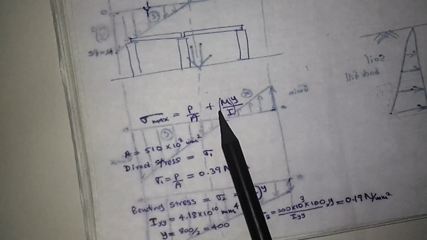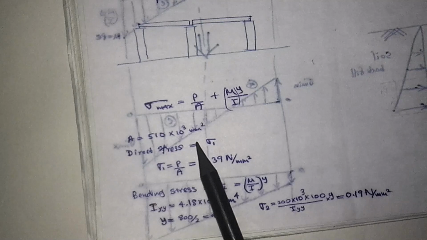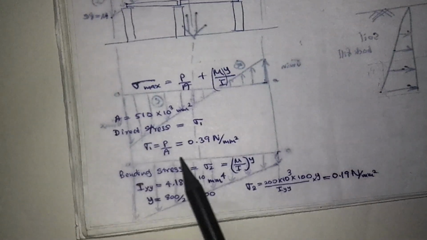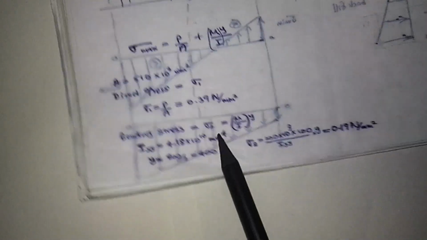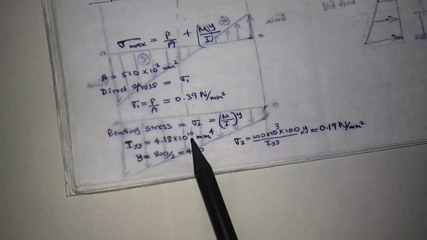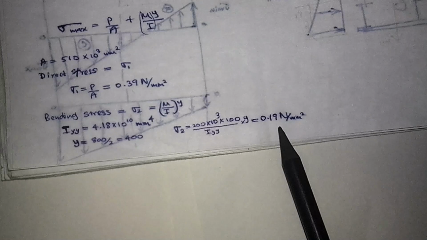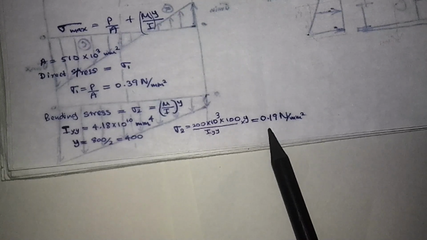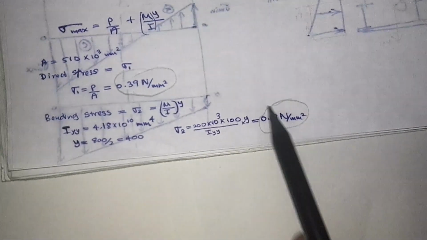Sigma max is the direct stress P over A plus the bending stress M over I into Y. A is 510 into 10 to the power 3, so the direct stress P over A is 0.39 Newton per millimeter square. The bending stress is M over I into Y. I is 1 over 12 into B D cubed, and Y is 800 over 2. Substituting the values, the bending stress is 0.19 Newton per millimeter square. This is the direct stress value, and this is the bending stress value, the smaller one.